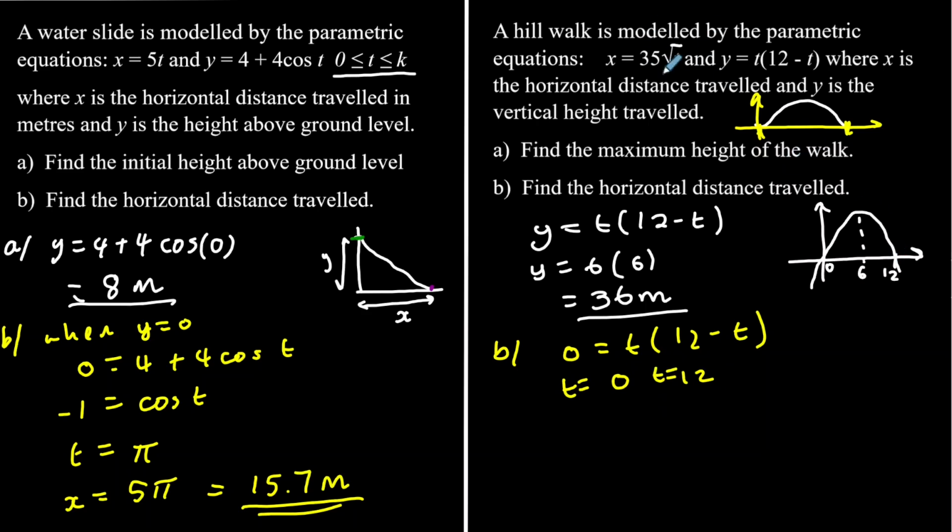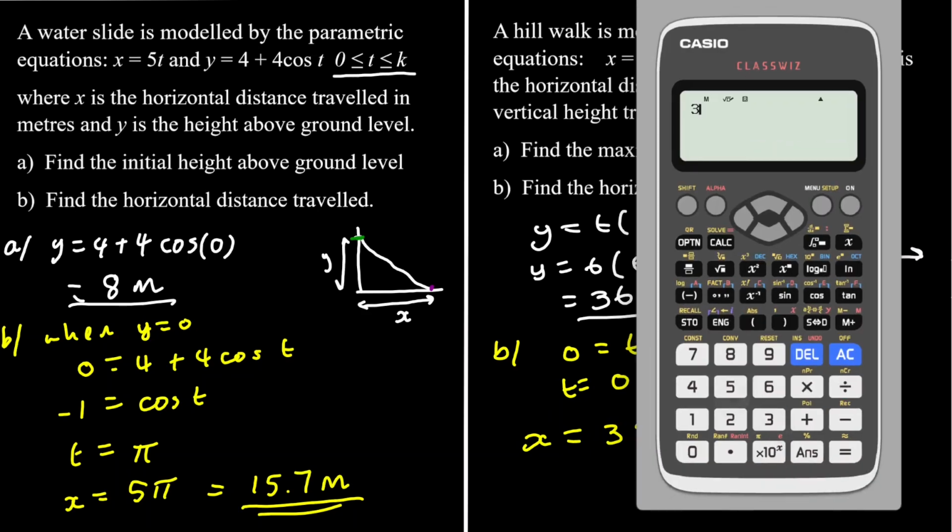What is our x value when t is 12? So x is 35 times square root 12. 70 root 3, or 121 meters.